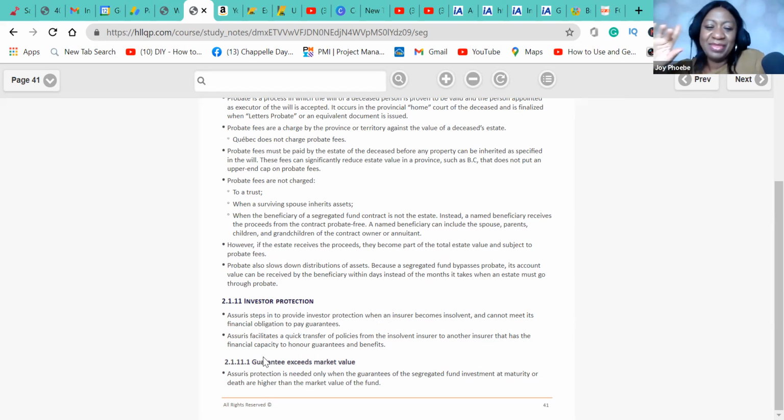So for investor protection, Assuris facilitates a quick transfer of policies from the insolvent insurer to another insurer. Let's say your segregated fund is with XYZ company, and XYZ company is getting to a point whereby they cannot meet their financial obligations. Assuris steps in and migrates all the investors to a more vibrant insurance company in order to protect investors' investments. Guarantee exceeds market value: Assuris protection is needed only when the guarantees of the segregated fund investment at maturity or death are higher than the market value of the fund. Okay.